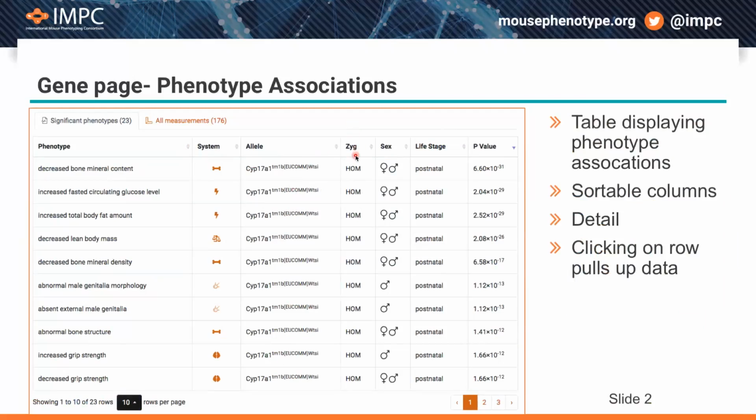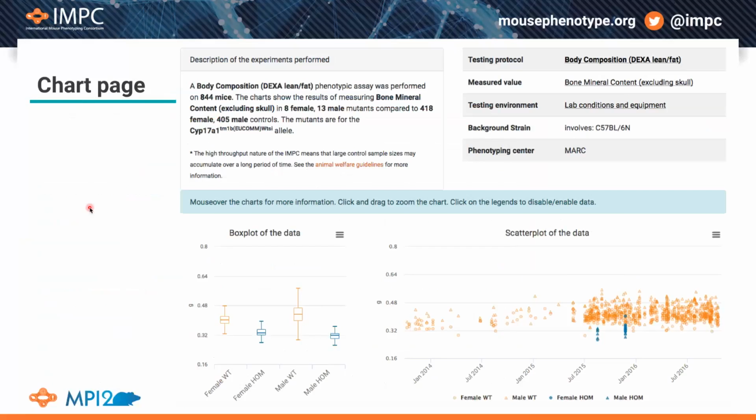There's zygosity, so this means it's homozygote. And we also will test heterozygote adults if the embryo homozygotes are lethal. So if we get enough het animals, they'll be tested. And then whether the phenotype is seen in male or female or both. P-value and life stage, this is for the aging. As we get aging data in, we'll start putting in weeks of age. If you click on any one of these, you'll pull up a data page. The data page here describes the number of mice we've tested, and the protocol, and a box plot of the data, and a timeline of the data.